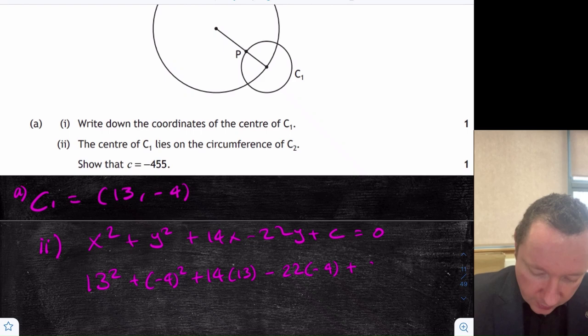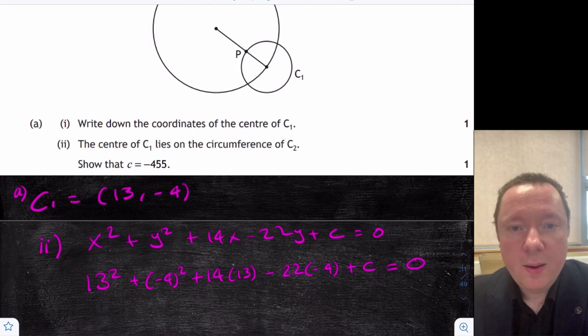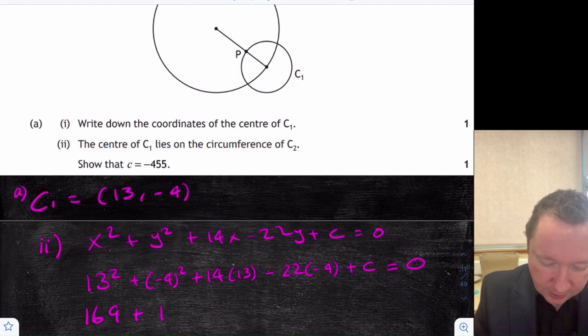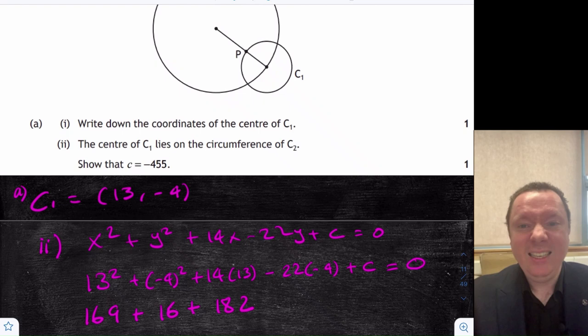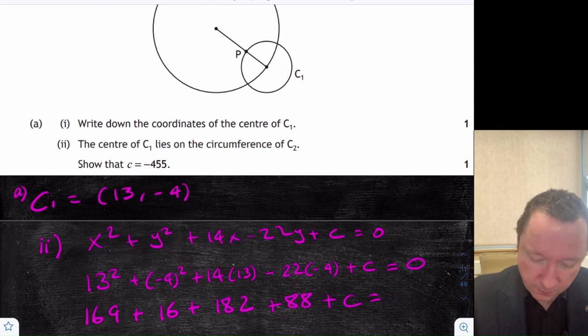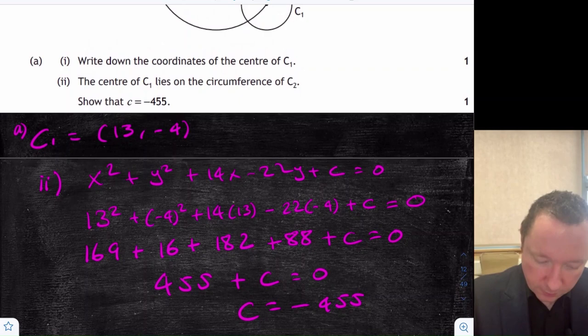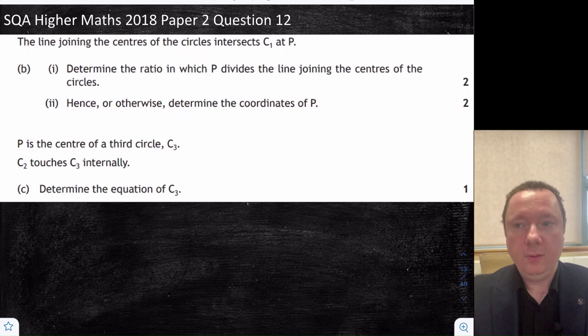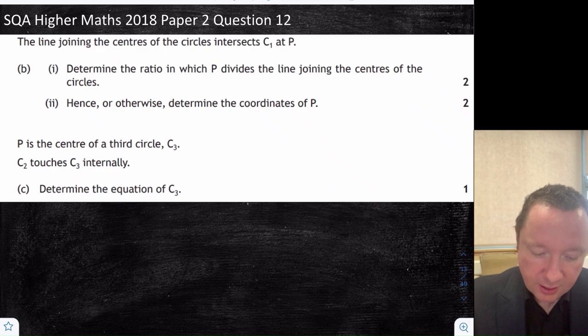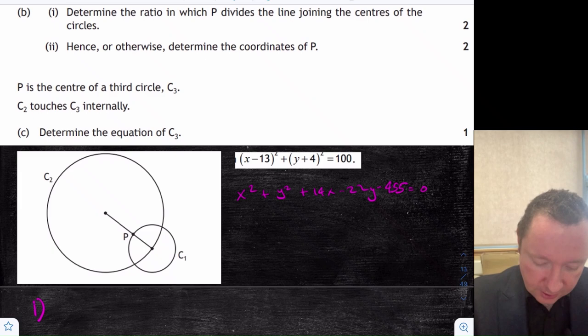equals 0. A bit of maths to do, but this was a calculator paper, so you just get your calculator out and work it out. You get 169 + 16 + 182 + 88 + c = 0. Adding up all the numbers, you get 455 + c = 0, and therefore c is −455 as required. Okay, part B says the line joining the centres of the circles intersects C1 at point P. Determine the ratio in which P divides the line joining the centres of the circles, and then find the coordinates of P.